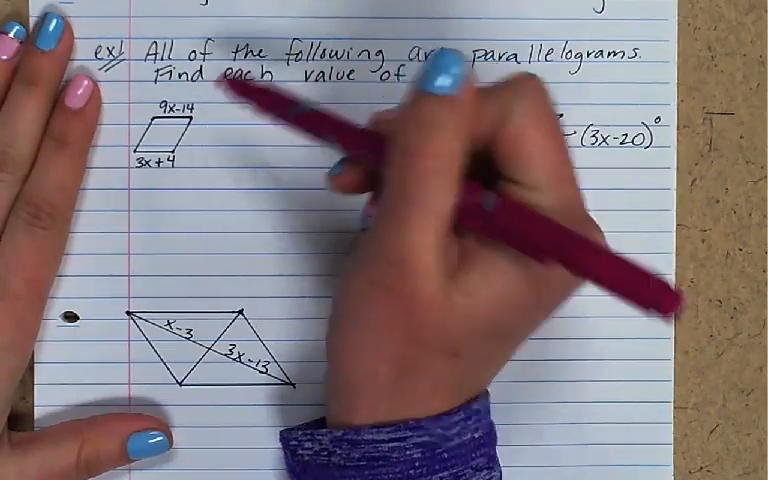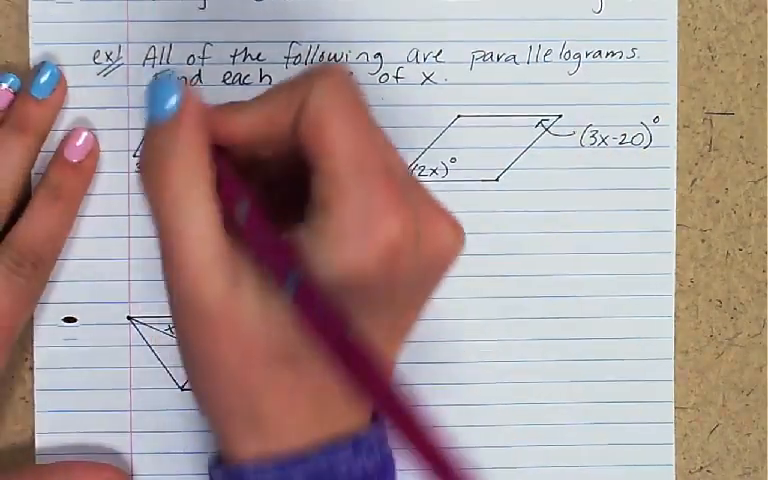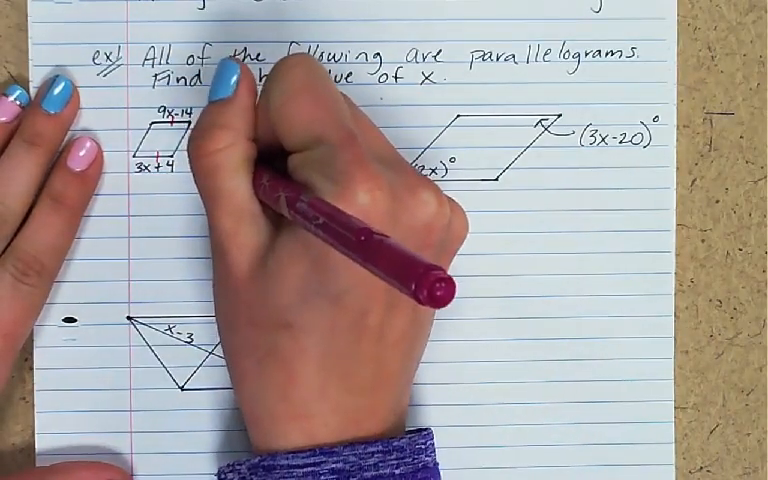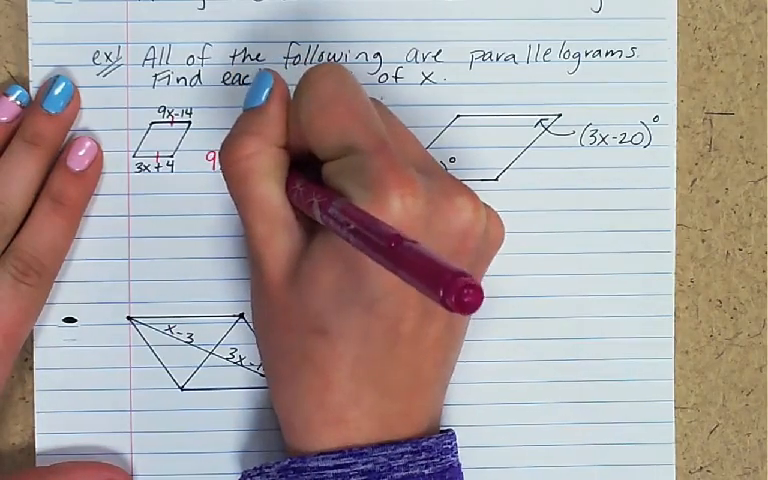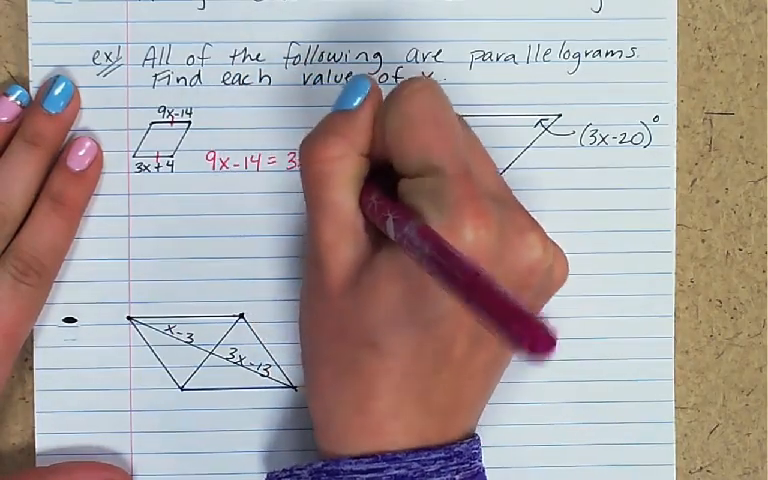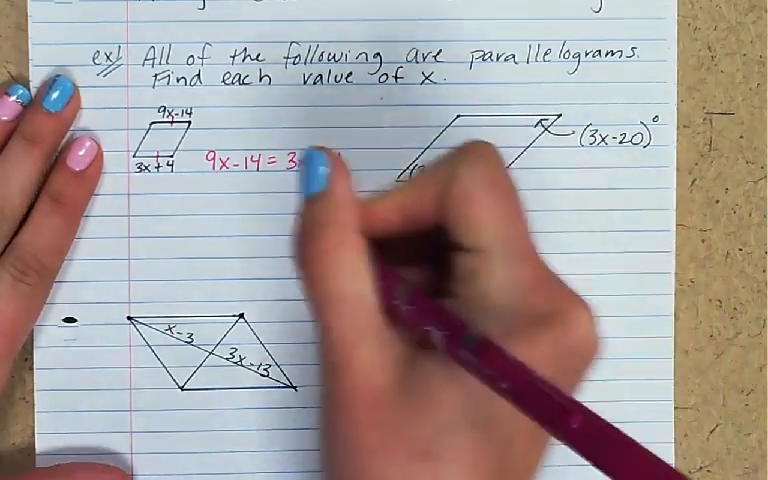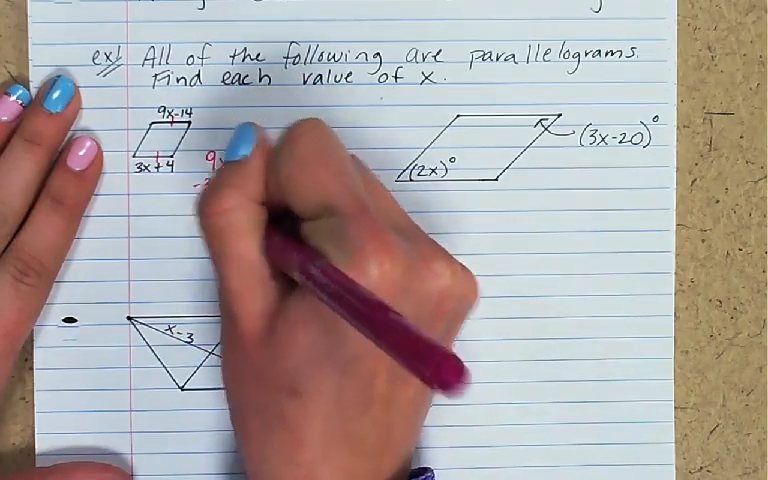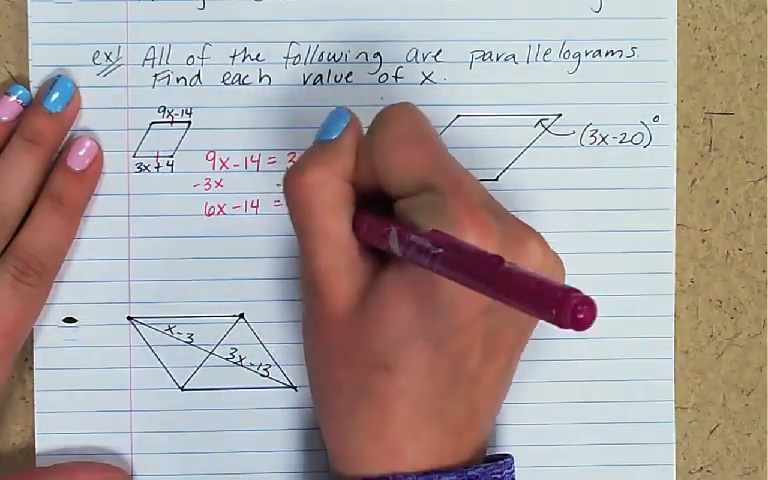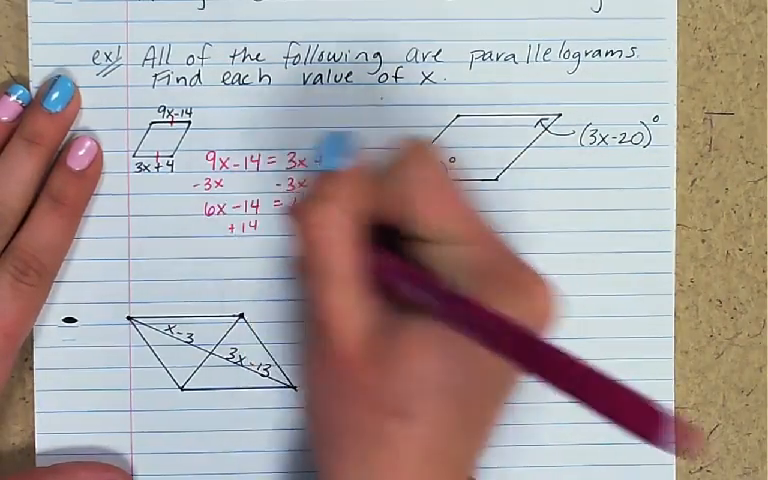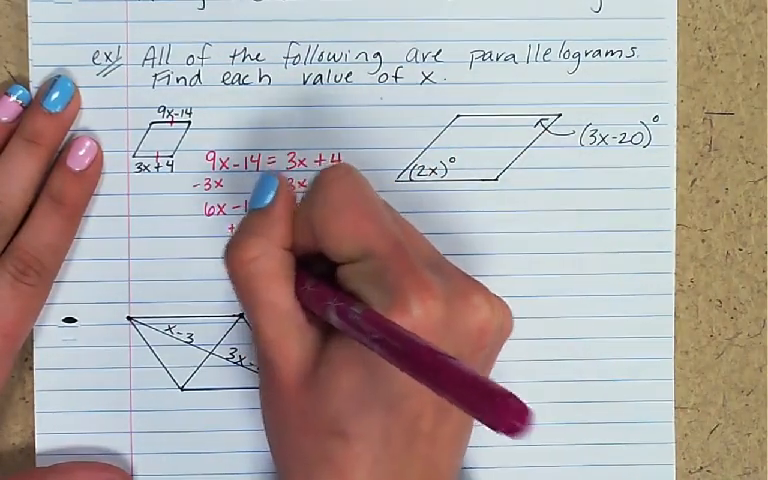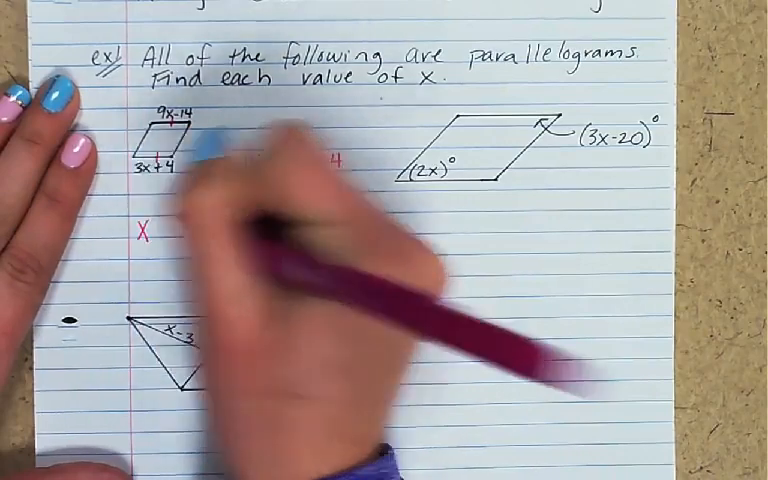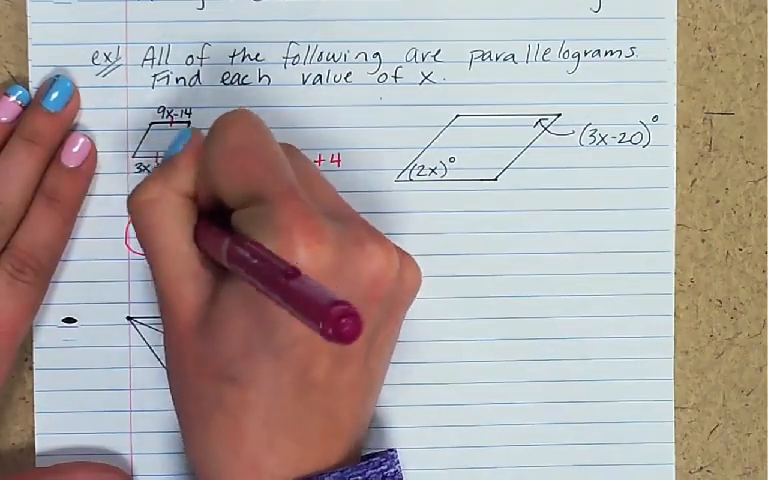we know if this is a parallelogram, which it is, we know that opposite sides are congruent. That's one of the properties. So if those are the same, that means to solve for x, we're just going to set them equal to each other. So if I subtract 3x from both sides, then I'm going to add 14. And divide by 6. So x equals 3 on that one.